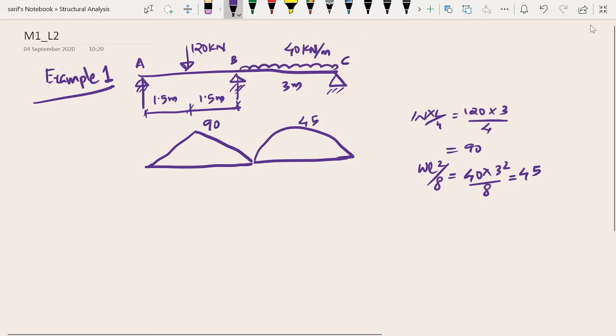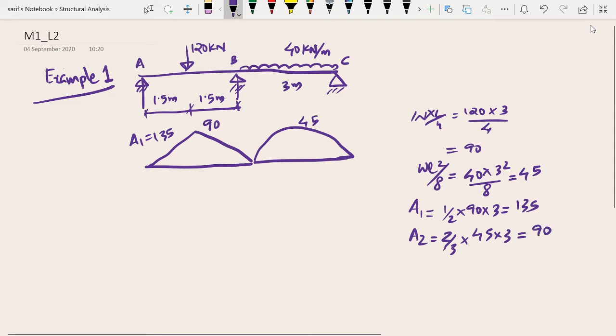So the area of this particular bending moment diagram, that is A1, will be half into 90 into 3, which comes out as 135. So A1 will be 135. Similarly, A2, the area of the right bending moment diagram, would be 2 by 3rd the area of the rectangle, that is 45 into 3. That comes out as 90. So A2 is equal to 90.